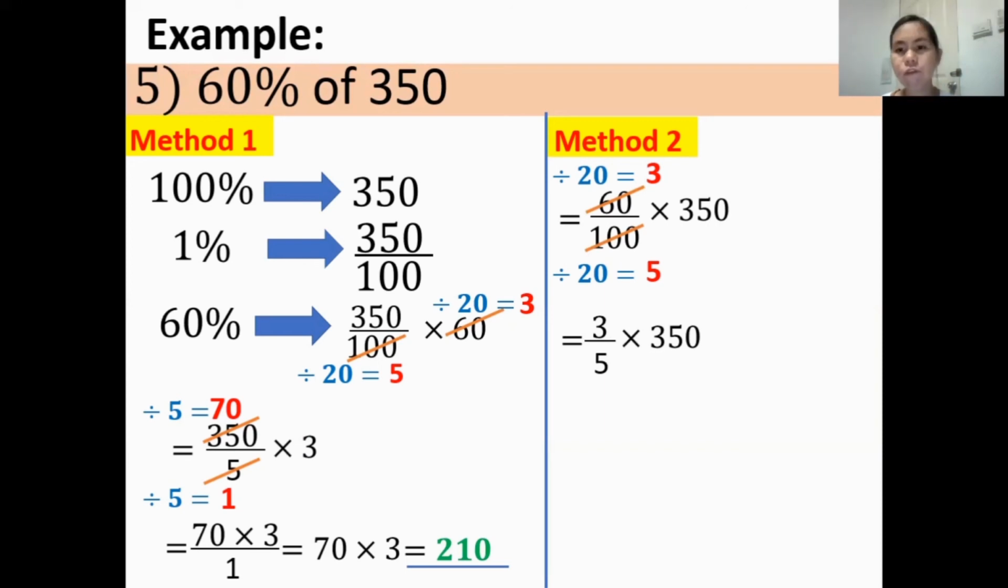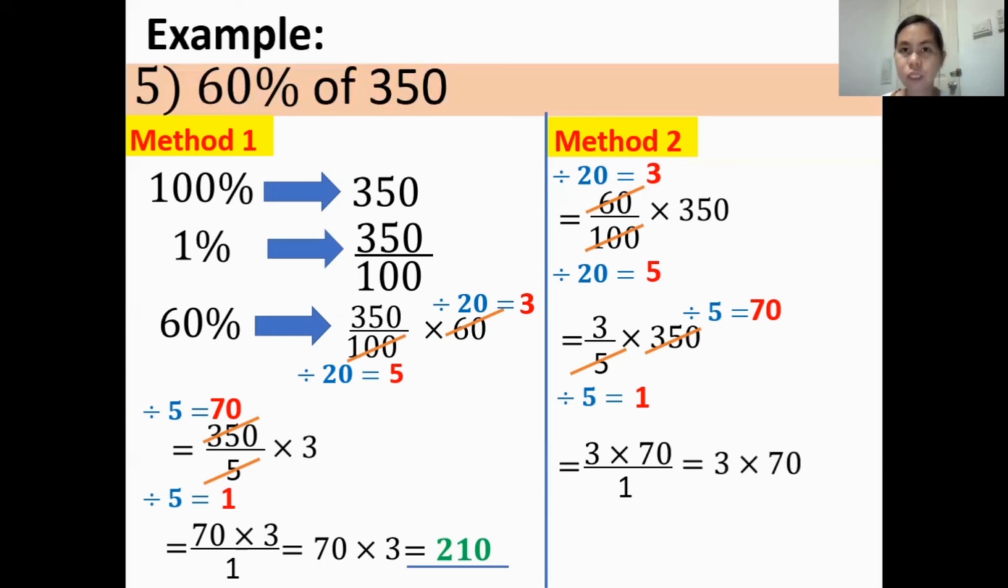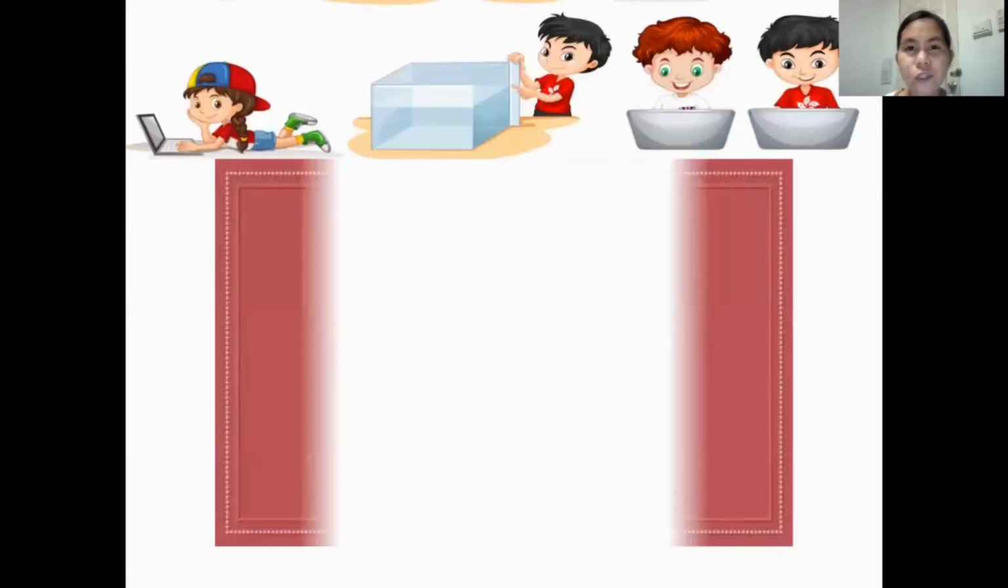5 and 350 are divisible by 5. So 5 divided by 5 equals 1. 350 divided by 5 equals 70. So the remaining numbers are 3 times 70 over 1 is equal to 3 times 70. So what is 3 times 70? Okay, so 3 times 70 is equal to 210. Again, the 60% of 350 is 210.